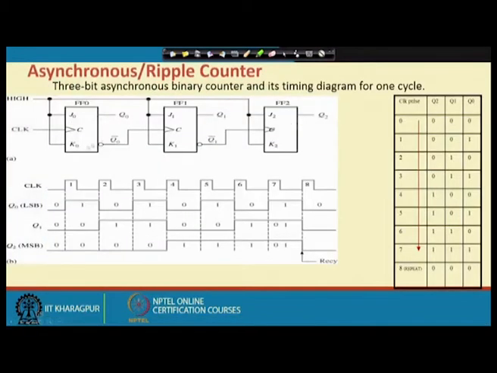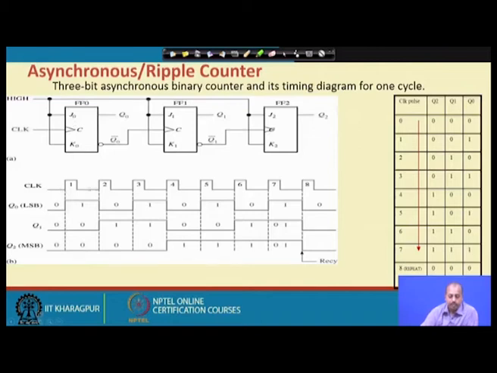So, this is the structure. So, what has been done? All the 3 flip flops we have taken are JK type of flip flop, and this J and K are tied high. You remember that in a JK flip flop, if J and K both are tied high, then whenever the clock comes, it will make a transition.